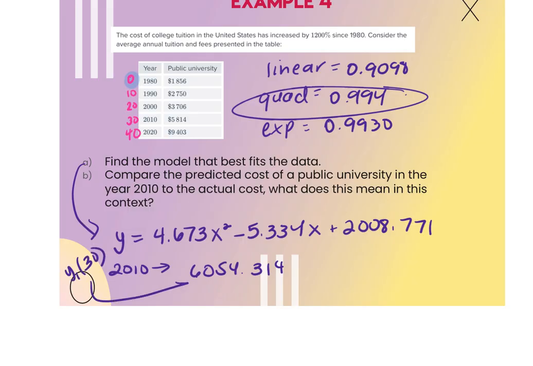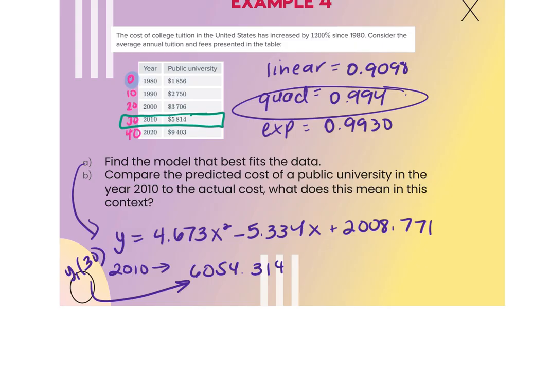And I got $6,054.30. It would be 31 cents because it's dollars, okay? Now I want to compare that to the actual. The actual is the data that was given. So here's my actual, and then the equation gives you your predicted.